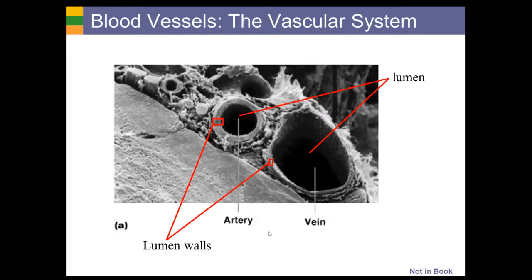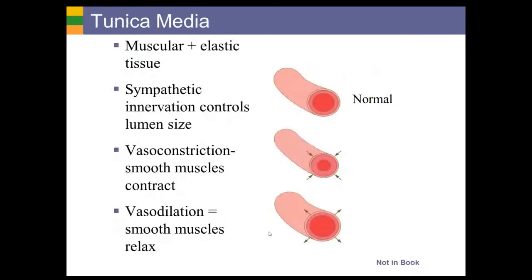Why does an artery need to have more smooth muscle compared to a vein? Or what ability does that give the artery? Well, because arteries have a thicker layer of smooth muscle, that allows them to vasoconstrict and vasodilate to a much greater extent compared to a vein.